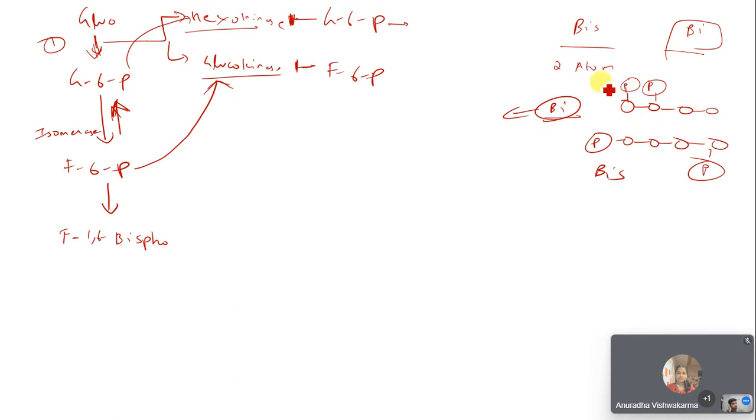So if I keep one here and the other on the next carbon itself, then it's a biphosphate. But if I keep one here and then the next one further along, then it's a bisphosphate. Bis 1,3. But this is bi 1,2, biphosphate. So in bi, it's just the continuous arrangement of an atom. It's not about two different atoms, it's about the continuity. So we have fructose 1,6 bisphosphate.